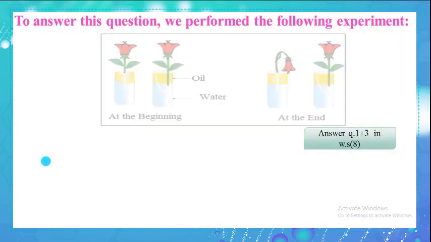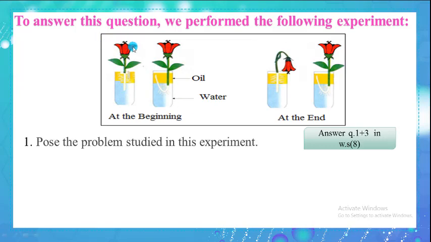To answer this question, we performed the following experiment. We have two flowers put in two test tubes containing oil and water. Please observe the position of absorbing hairs. What do you notice? Do they have the same position? No. In the first plant, the absorbing hairs of the root are present in the oil, while in the second plant, they are present in the water.